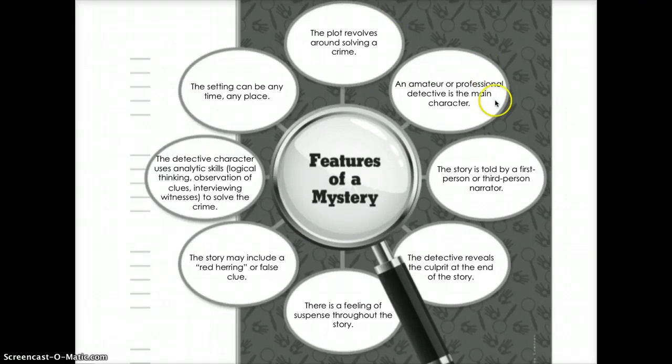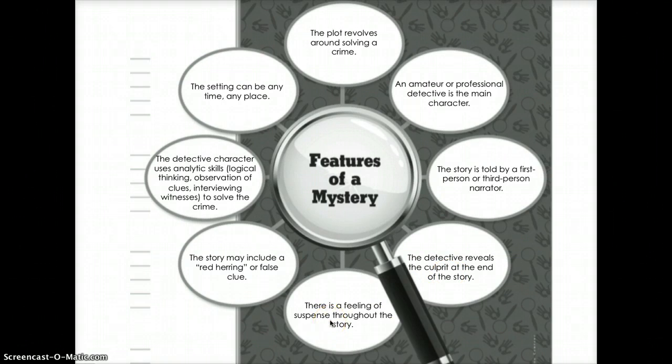Okay, an amateur professional detective is the main character. The story is told by a first person or third person view. So, first person, the eyes of one of the characters, or the third person, someone who knows everything that's going on. The detective reveals the culprit at the end of the story. And remember, yesterday I likened that to the Scooby Doo, and I would have got away with it if it weren't for those meddling kids and their dog or whatever, and they rip off the mask and stuff.